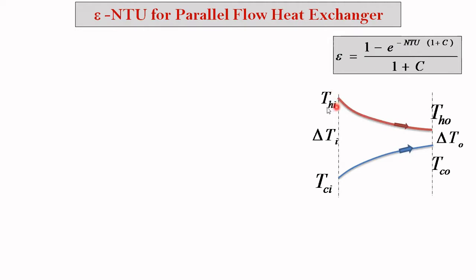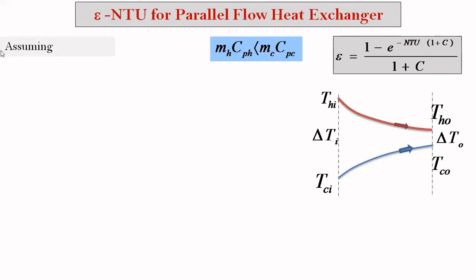THI is the inlet temperature of the hot fluid. Gradually its temperature decreases, and at the exit the temperature is THO. At the inlet, the cold fluid's temperature is TCI. It will gradually increase, and at the exit the temperature is TCO. This delta TI and delta TO represent the temperature difference at the inlet of the heat exchanger and the temperature difference at the outlet of the heat exchanger.